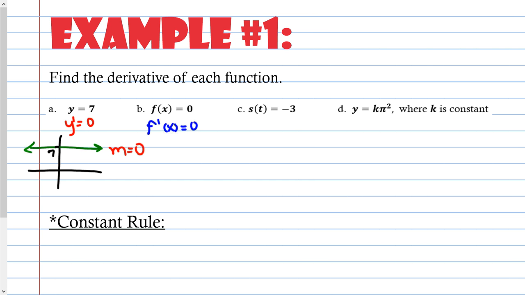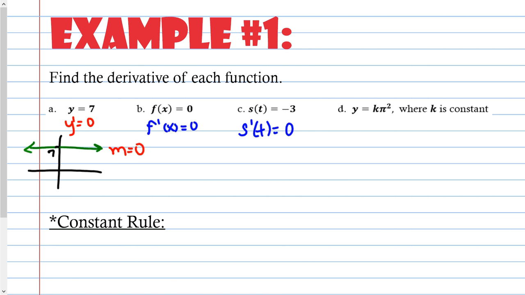I threw in new notation, s of t. Usually we will use that for position. So if I derive this, again, this function is just going to be a horizontal line. So it is 0 because the slope of that line is 0. And that is what the derivative is.